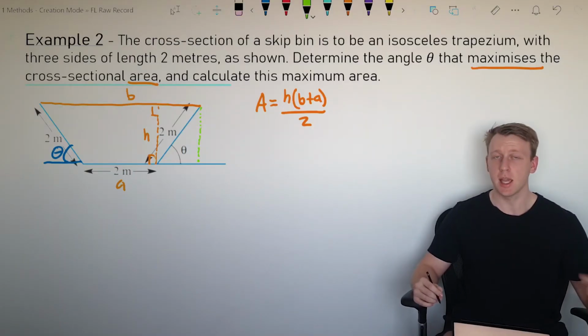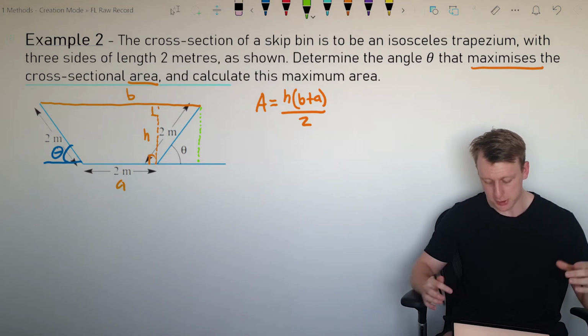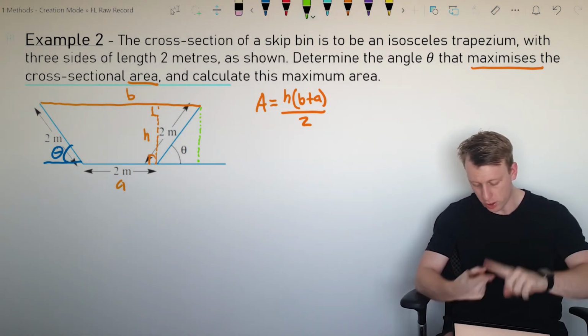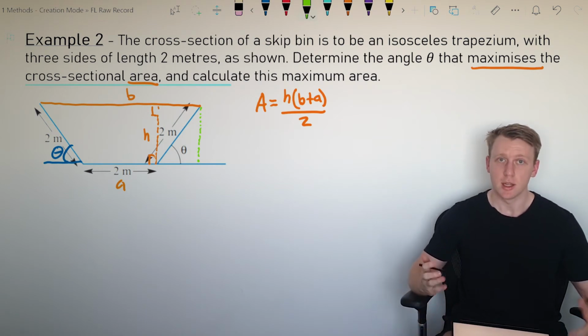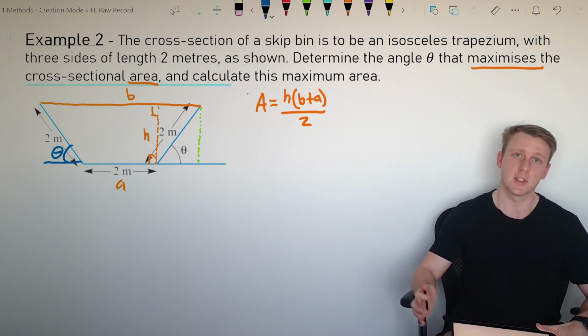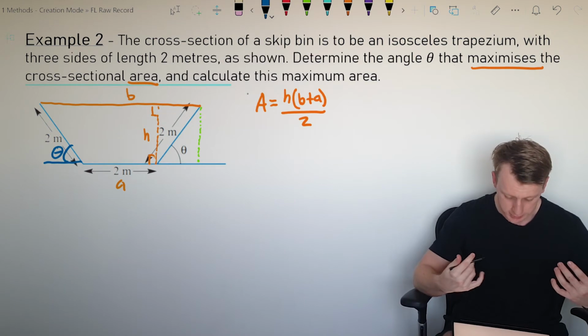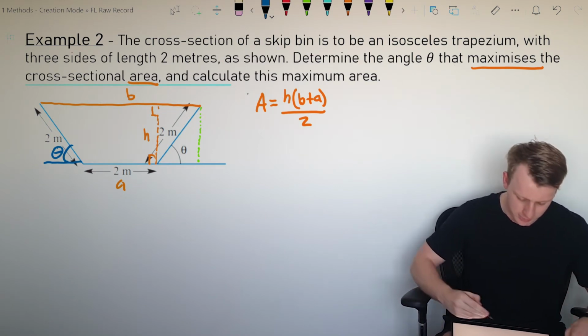So what we are trying to get at here is we need to determine h, b, and a with one variable, because at the moment the area is dependent on height, base, and top: h, b, and a. That is not helpful. I need to get all of this information in one variable, because when I've got stuff in one variable, I can do calculus.